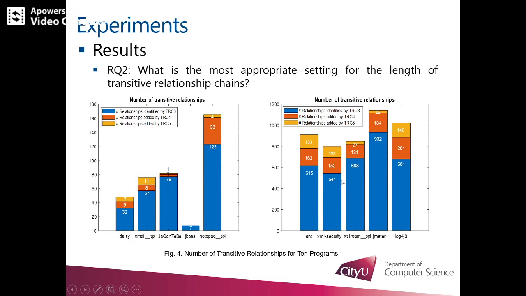We also set the length of transitive relationship chains as 4 and 5 respectively to study the impact of this setting on transitive relationships. Transitive relationship chains of length 3 already identified a large part of transitive relationships, with the lowest proportion as 66% for program log4j3 and the highest proportion 100% for JBoss.